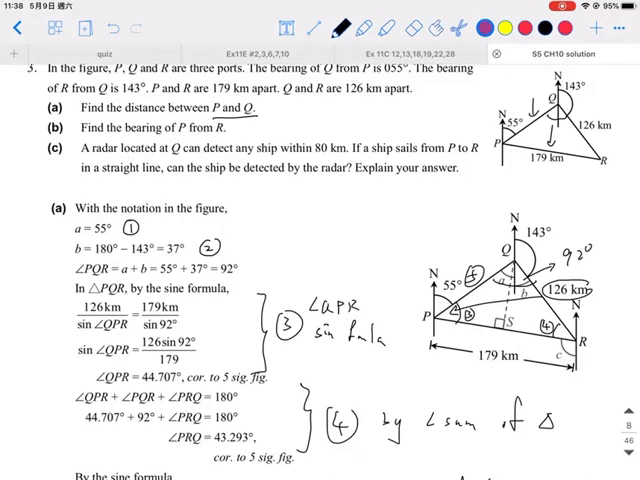So first of all, you need to write a cross from R here. So I erase the rough work on question part A. So find the bearing of P from R.